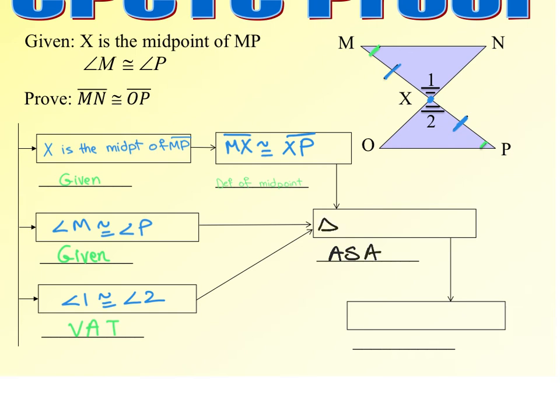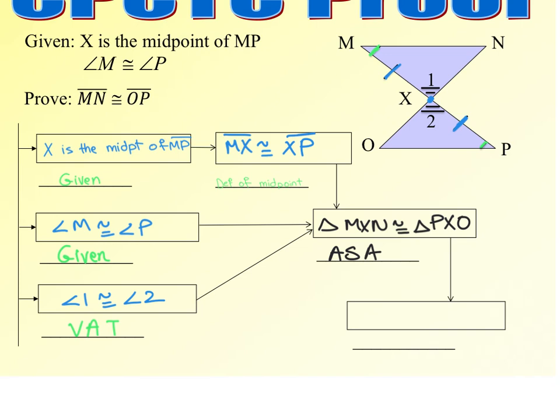So triangle MXN is congruent to triangle. So M matches with P. So if this starts with M, the other one should start with P. X is congruent to X because of vertical angle. So PXO. These triangles are congruent using ASA.